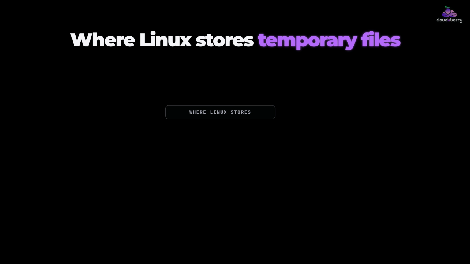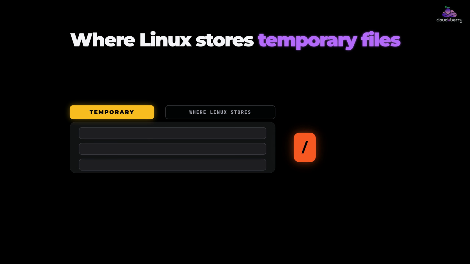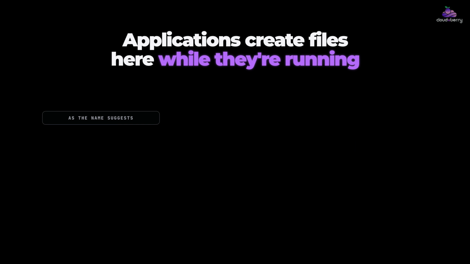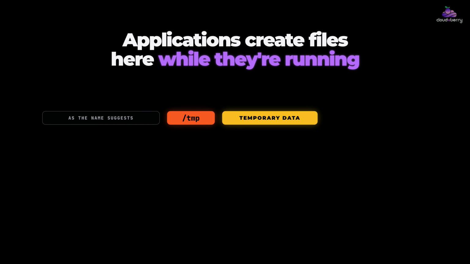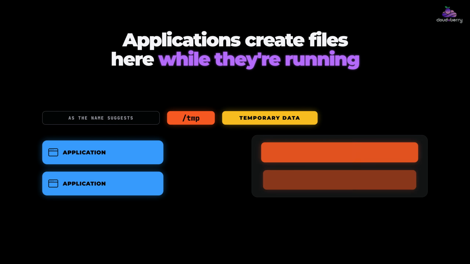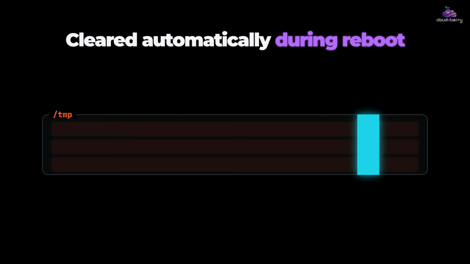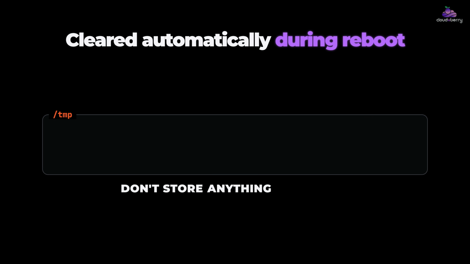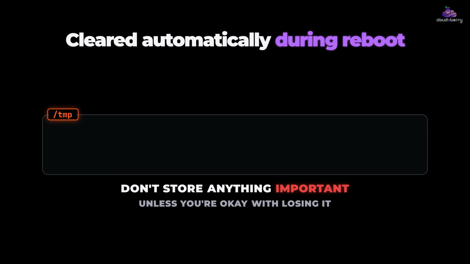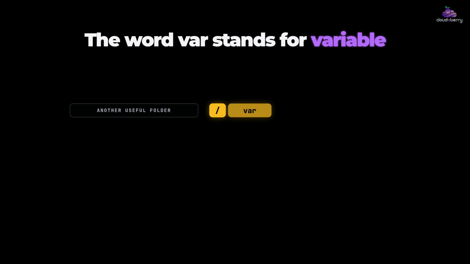Now let's look at where Linux stores temporary files, /tmp. As the name suggests, this directory is used for temporary data. Applications create files here while they're running. Many Linux systems automatically clean this directory during reboot, so don't store anything important inside /tmp unless you're okay with losing it.